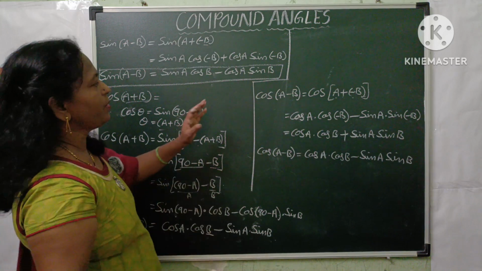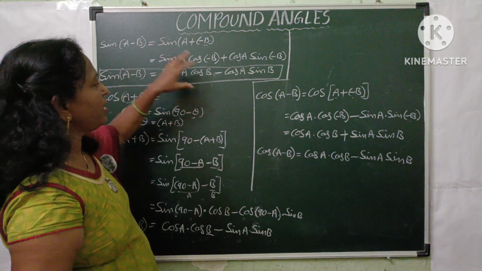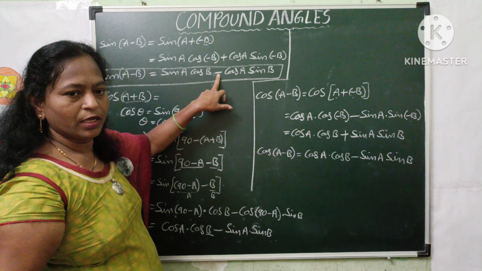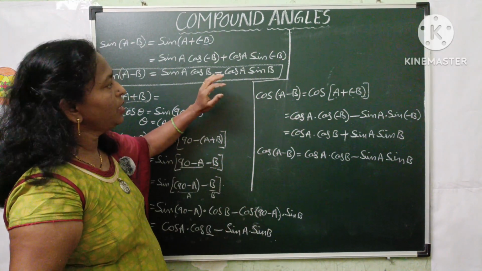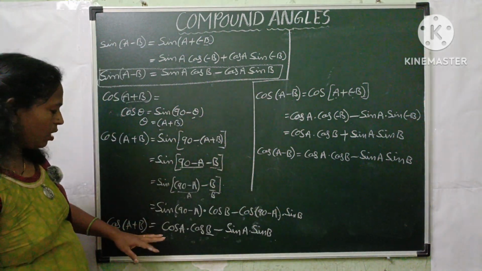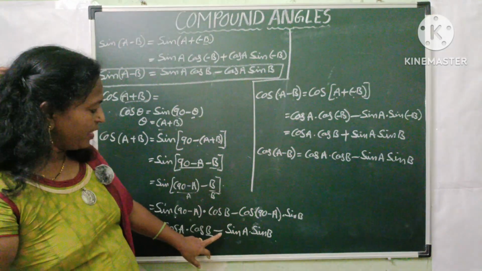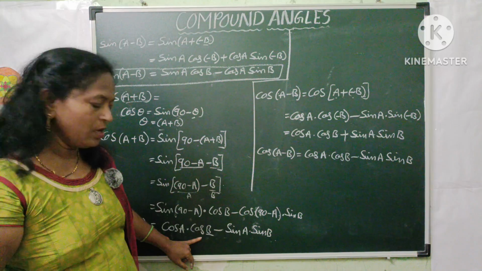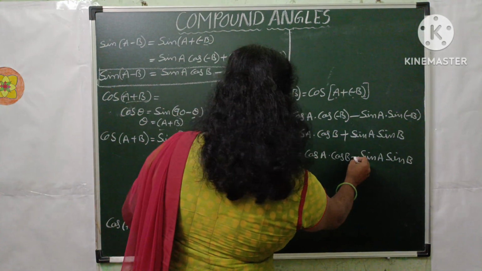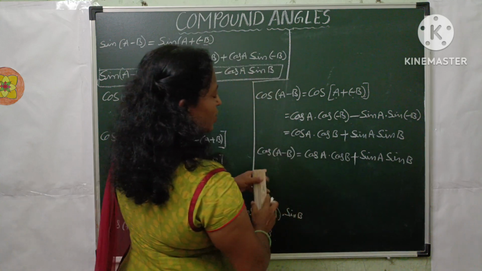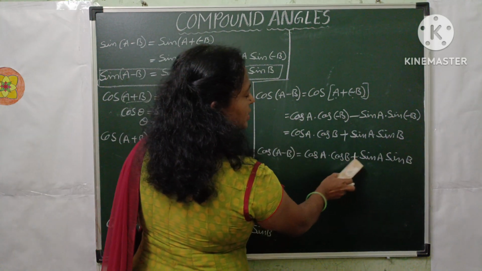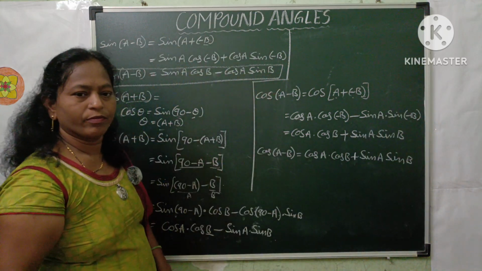These are easy to remember. Here sin(a plus b), what are the changes? In a minus b, a plus b, plus only. Sin(a minus b) means in between minus. As it is with cos also: cos(a plus b), in the middle minus is there, cos a cos b minus sin a sin b. And cos(a minus b) is the plus: in between plus, cos a cos b plus sin a sin b.